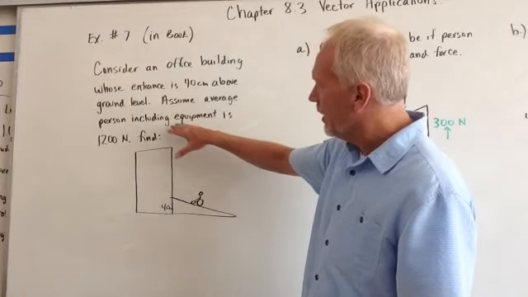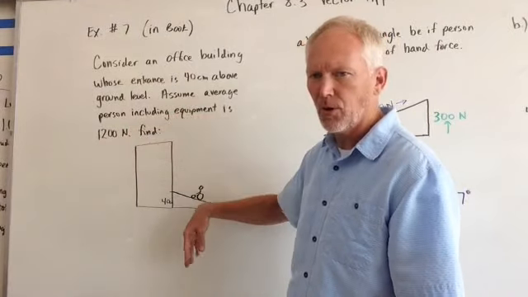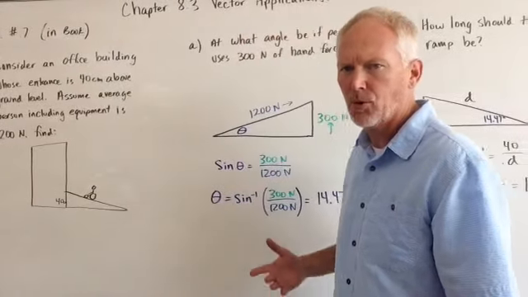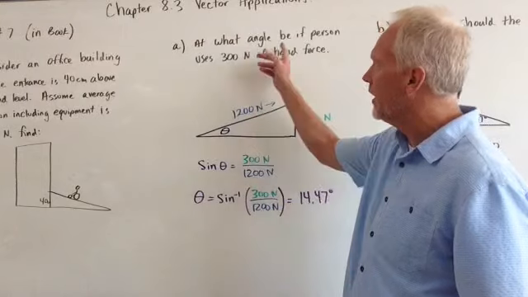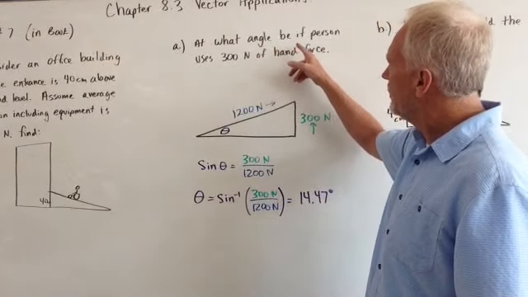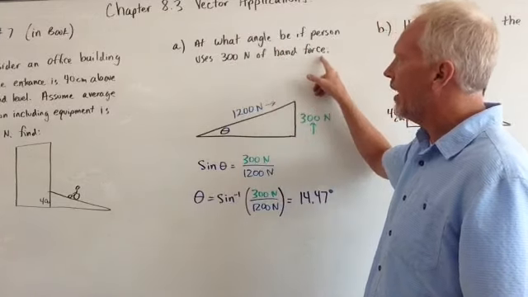And it says that the average person, including the equipment, is 1,200 newtons. So there's a downward force of 1,200 newtons. So let's see, how do we approach that? Well, there's two parts to this. The first part is question A. It says, at what angle would it be if a person uses 300 newtons of hand force?